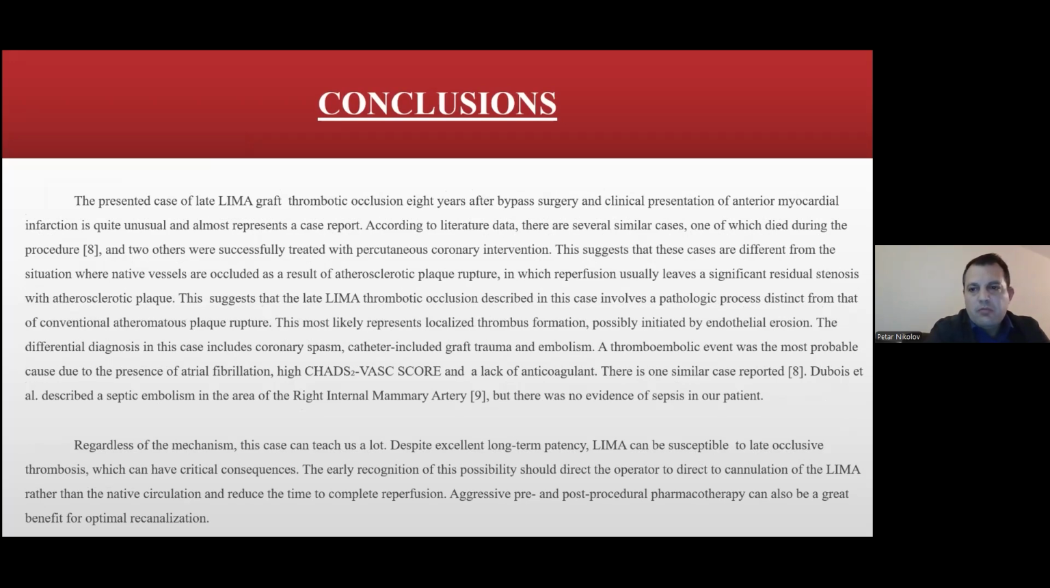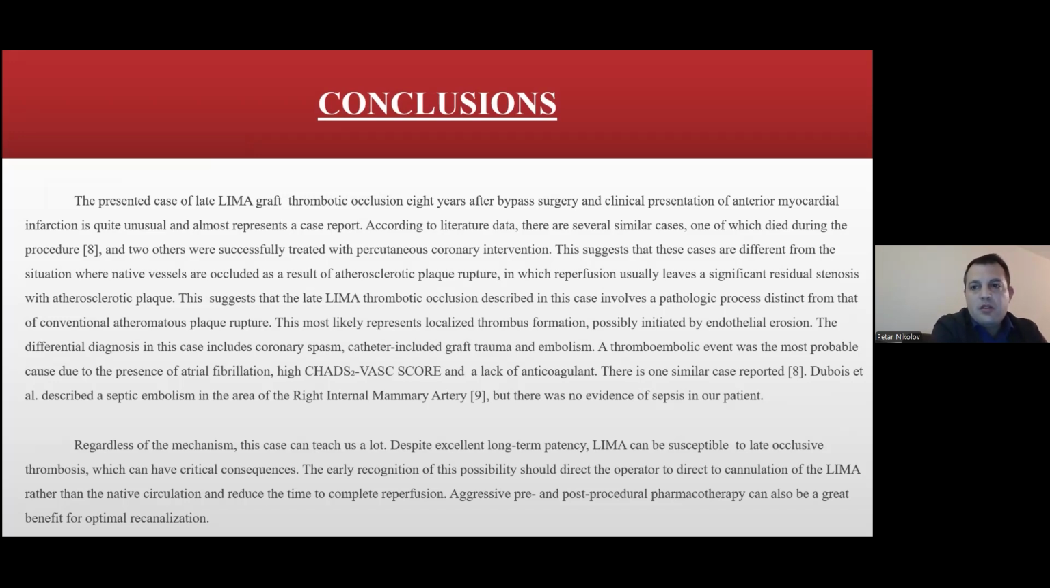You see, the thromboembolic was the most probable cause due to the presence of atrial fibrillation, high CHA2DS score, and the lack of anticoagulation therapy. There is one similar case that was reported. Also, Dubois and his colleagues described a septic embolism in the area of right internal mammary, but there was no evidence of sepsis in our patients.